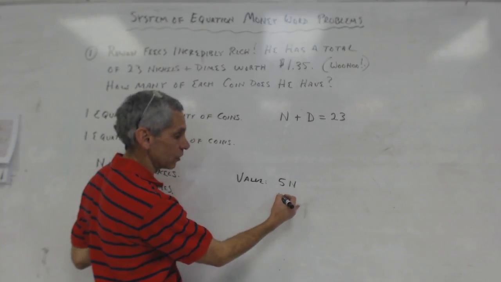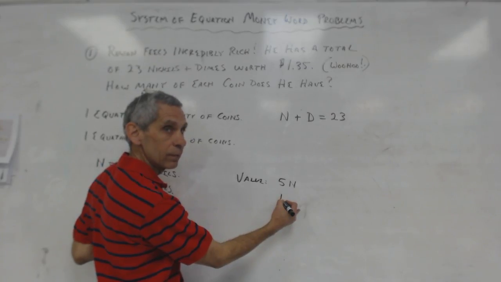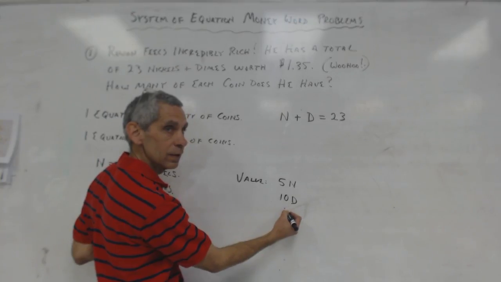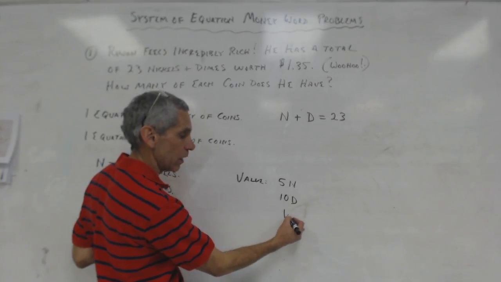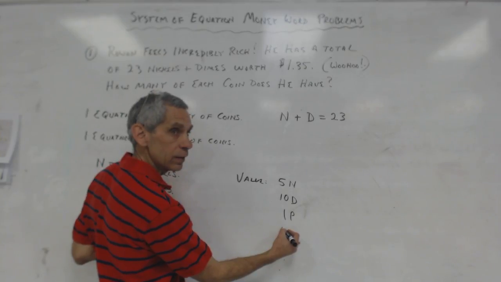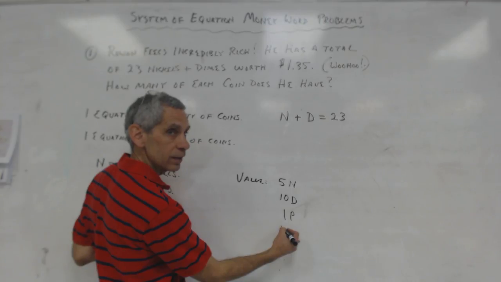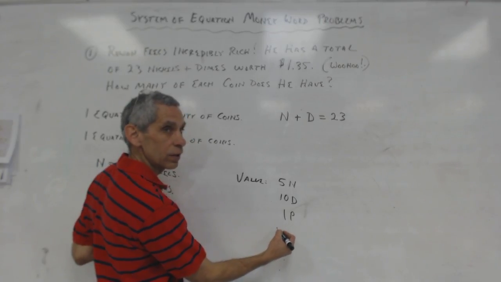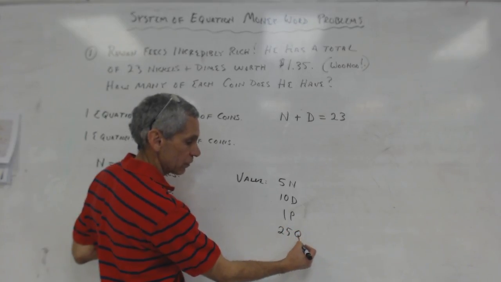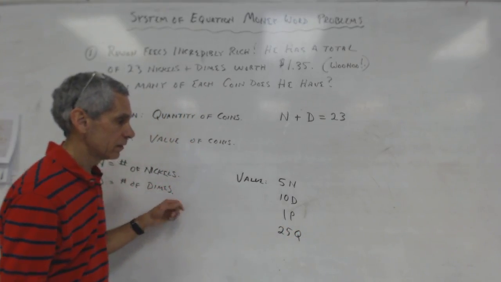If I had dimes, what's the value of a dime? 10 cents, so it's 10D. If it was pennies, it would be 1P. And if it was quarters, what's the cents in a quarter? 25 cents, so it would be 25Q, right?